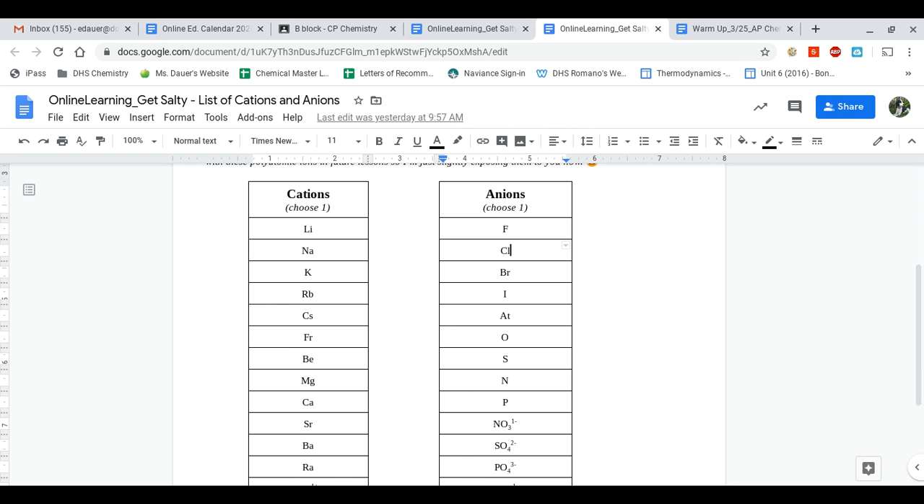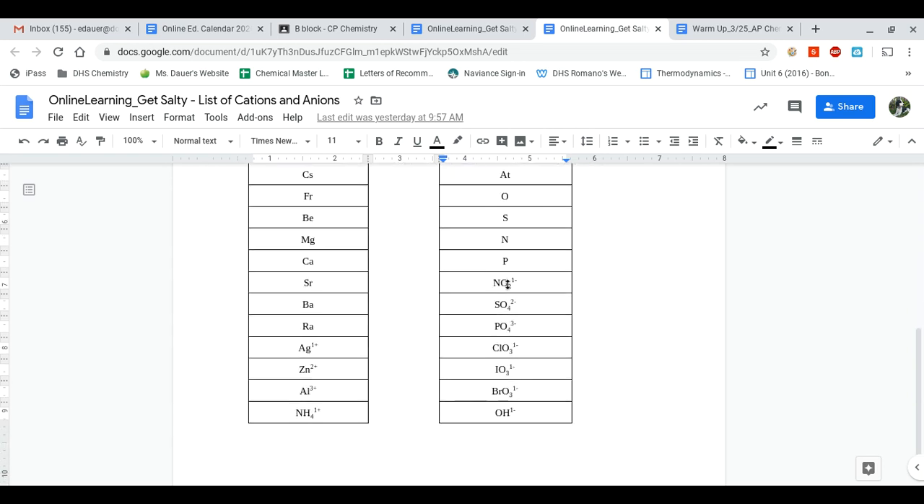So that's why it has that -1 charge. Again, you're choosing whatever cation and anion you would like. And by all means, if you want to challenge yourself and use some of these polyatomic ions, feel free. It says it on the directions, but just a reminder, polyatomic ions stay together.